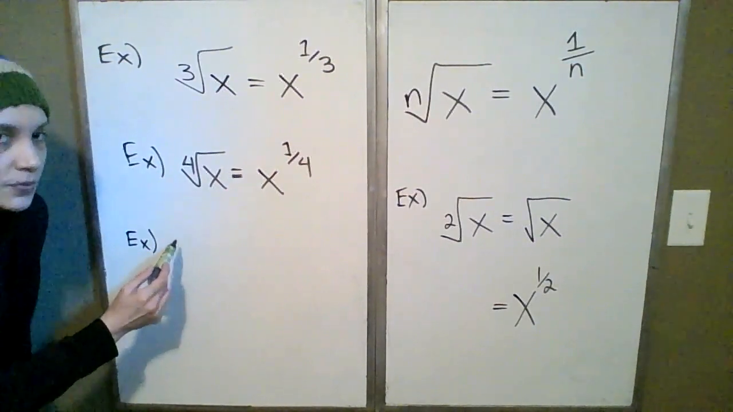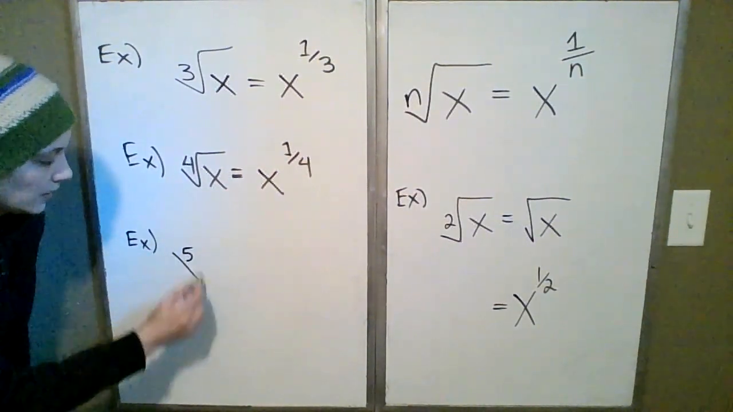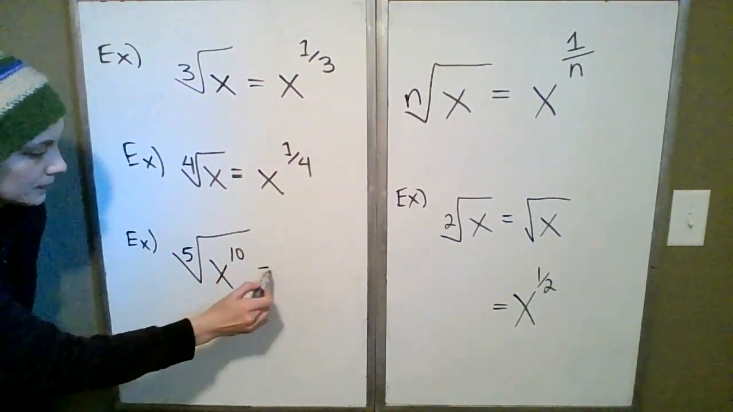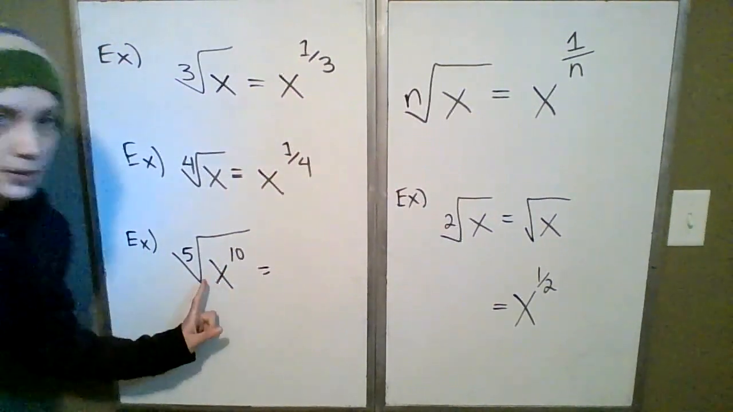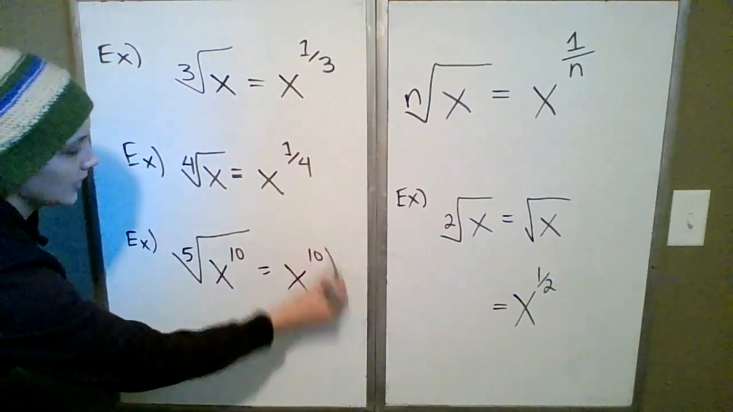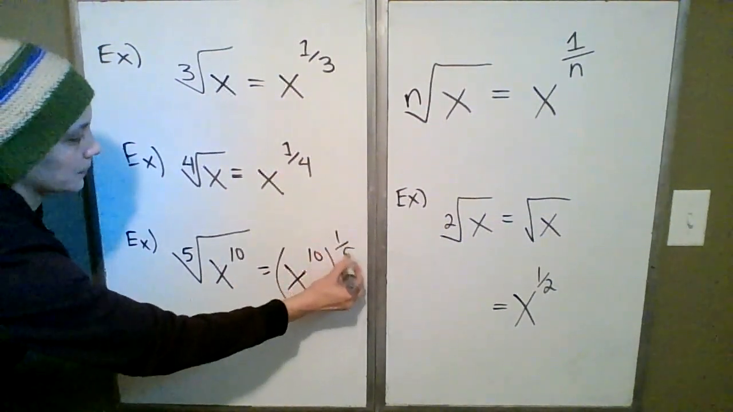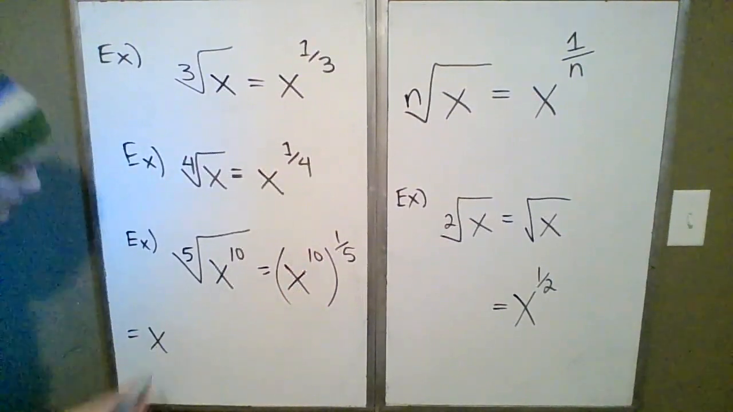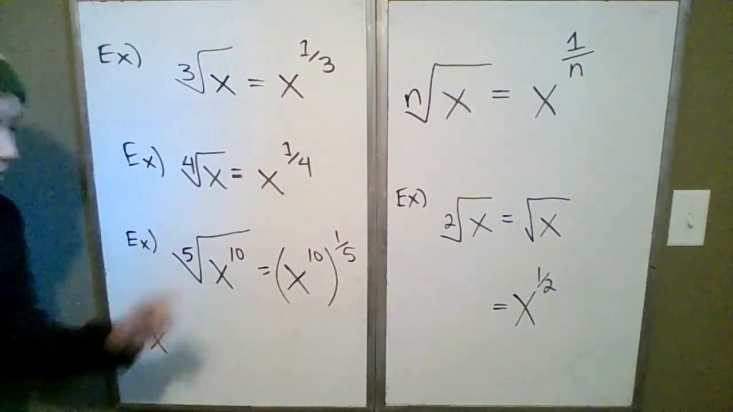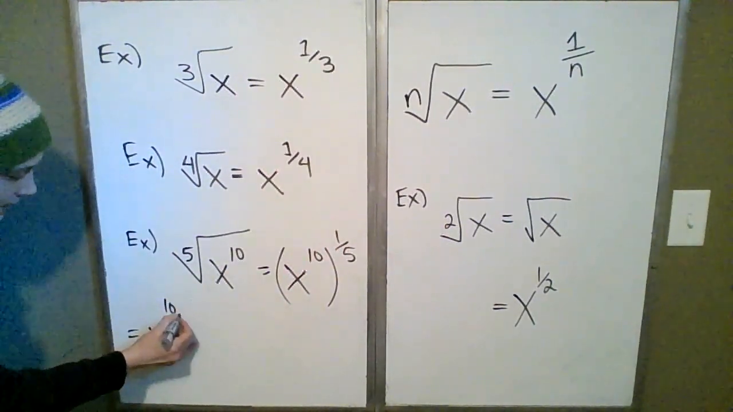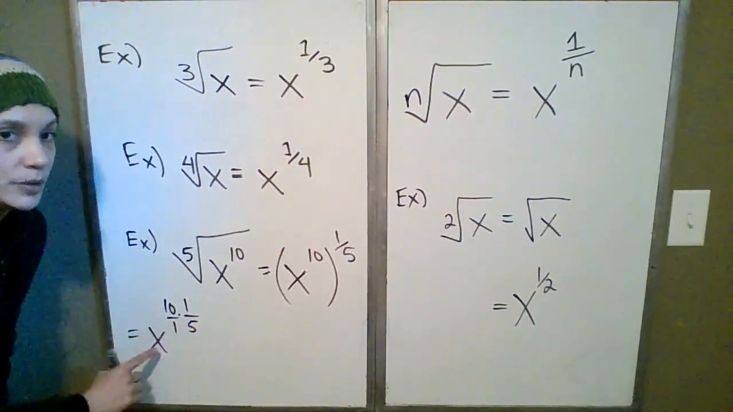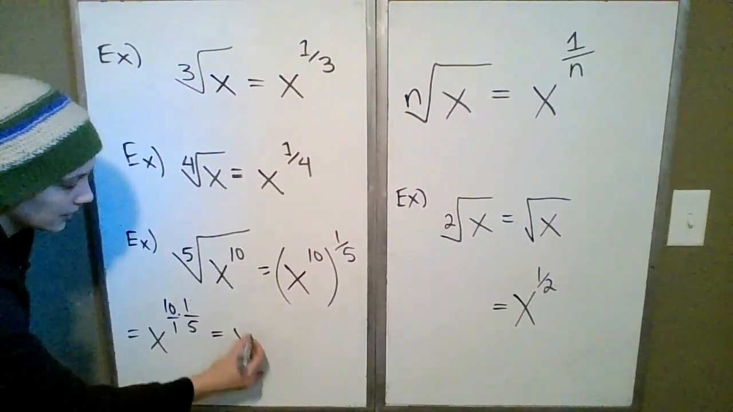This time, we're going to have a 5th root of x to the 10th. So take the radicand, x to the 10th, and give it a power of 1/5. When there's a power to a power, you multiply those numbers together. So 10 times 1/5 is 10 over 5, which reduces to 2, and we get x squared.